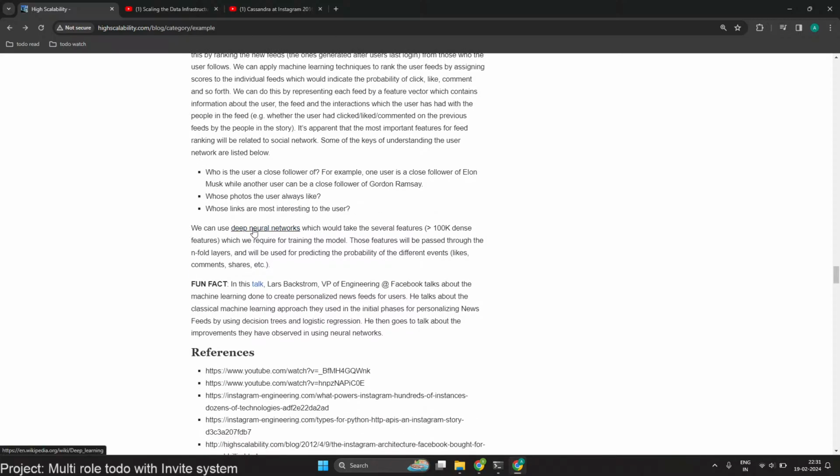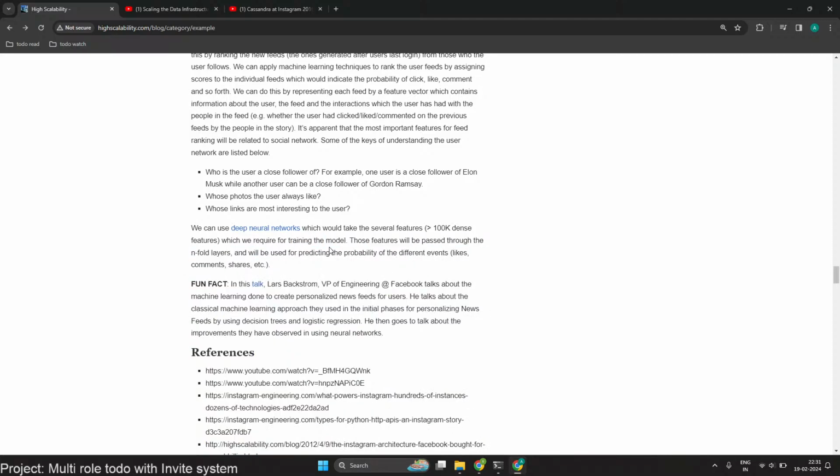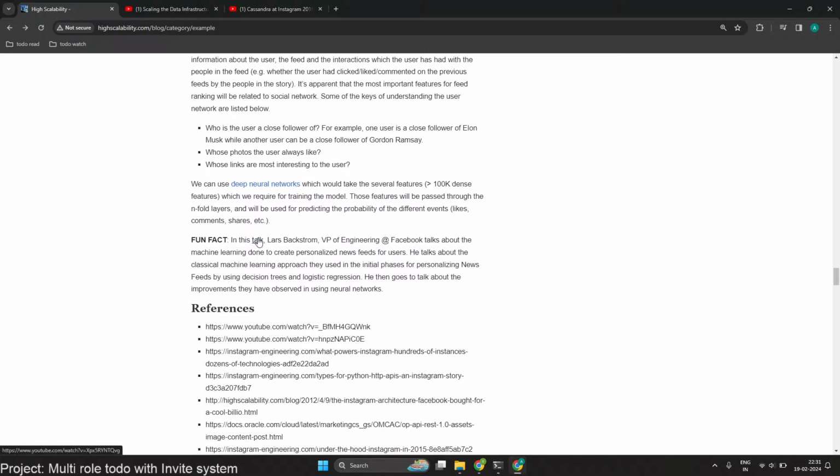We can use a deep neural network, which will take the several features which we require for training the model. Those features will be passed through the network and will be used for predicting the priority of different events.